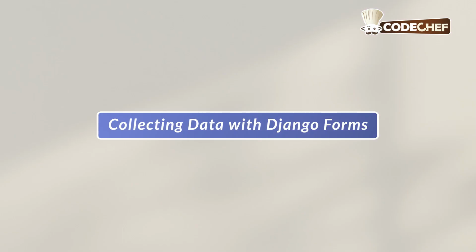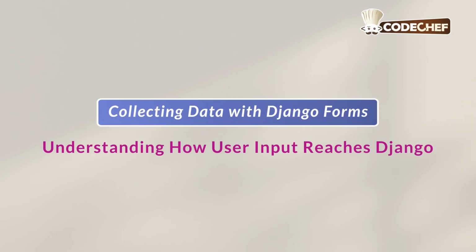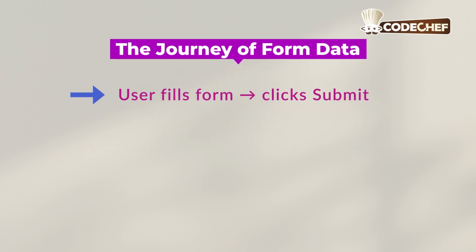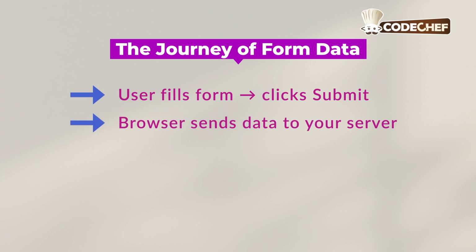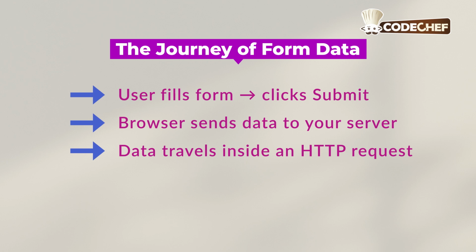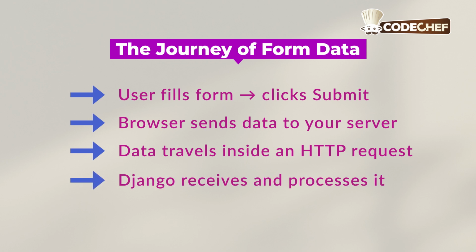So let us explore what actually happens when a user submits a Django form, how the browser sends the data, how Django receives it, and how we process it inside our views. Now, whenever a user fills out a form and clicks submit, the browser bundles all the values entered and sends them to your server inside an HTTP request. Django receives this request and gives us full access to the submitted data.